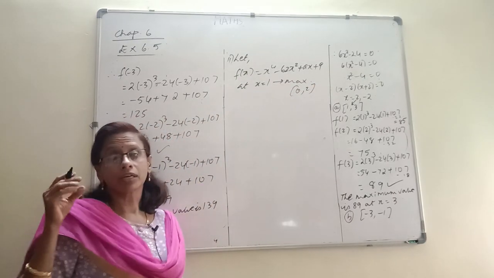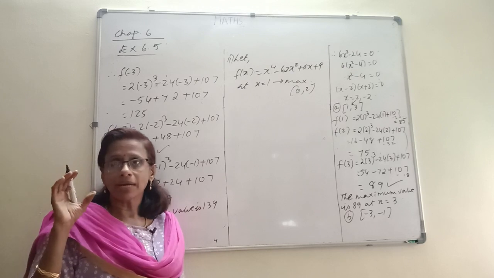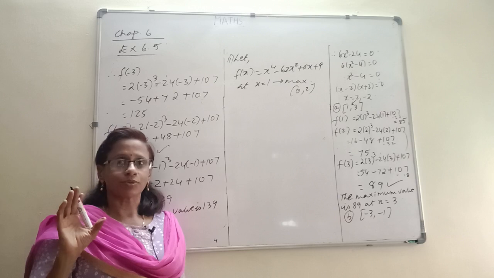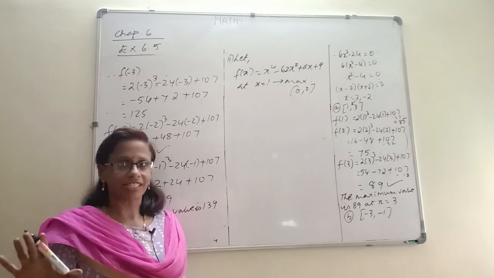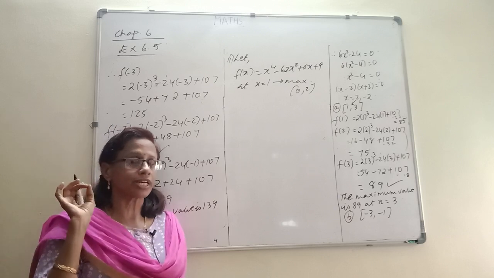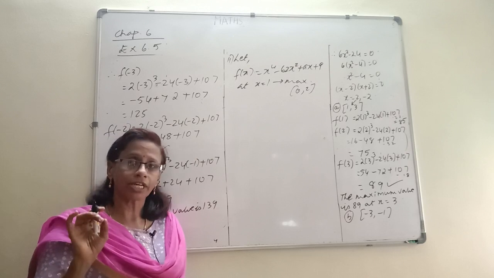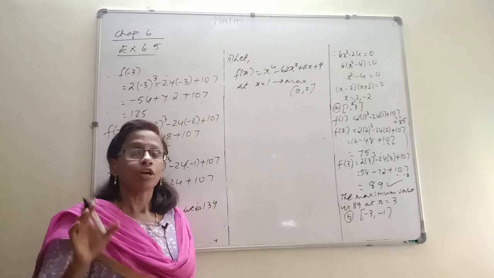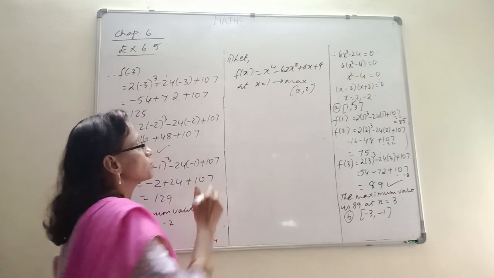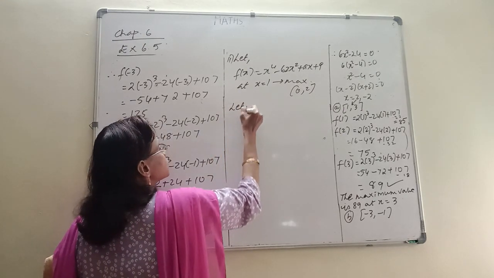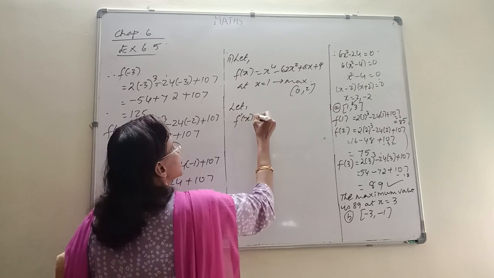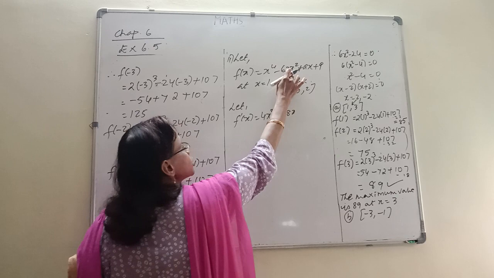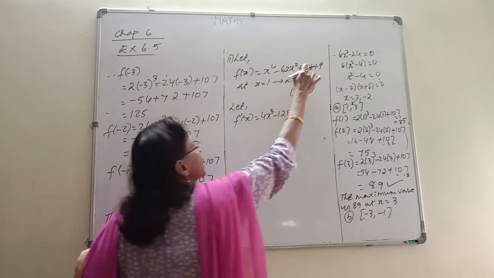Now see, if it is going to attain a maximum at x equal to 1, obviously f dash at 1 is going to be 0. That is a well-known fact. Because if a function attains a maximum or a minimum at a particular point, then the first derivative at that point is definitely going to be 0. So our first working is to find the first derivative, f dash x. It's going to be 4x cube minus 124x plus a.